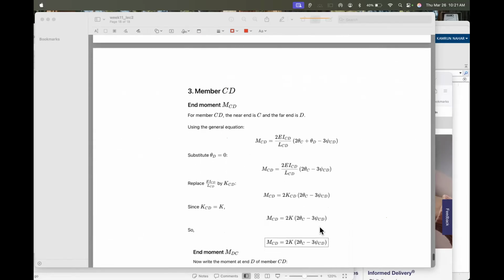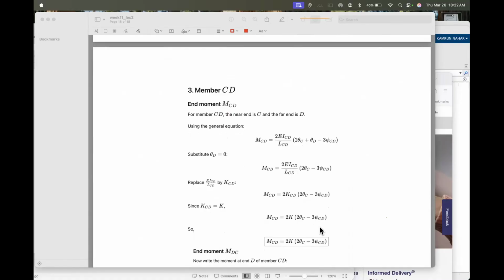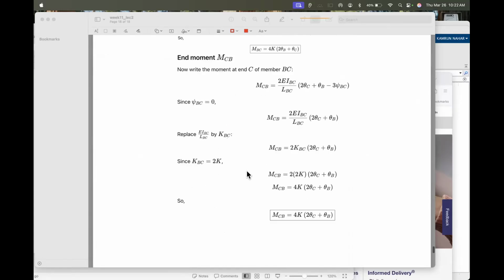Okay, now we have another bar. If you have three bars, then it will be six equations. So M_CD, write the equation based on the general moment equation we have. Again, there is a psi CD we already know, and there is no fixed end moment, it is 0. And again, look at this one.